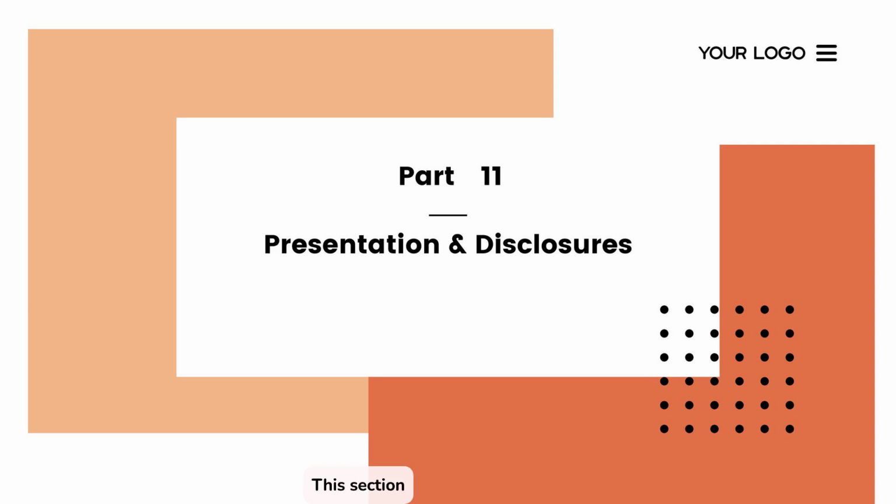Let's now cover presentation and disclosures. This section highlights how lease information is presented in financial statements and the required accompanying notes.